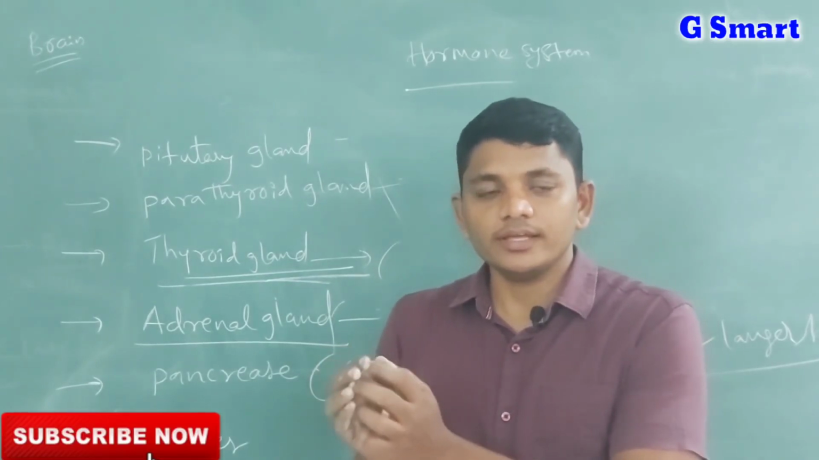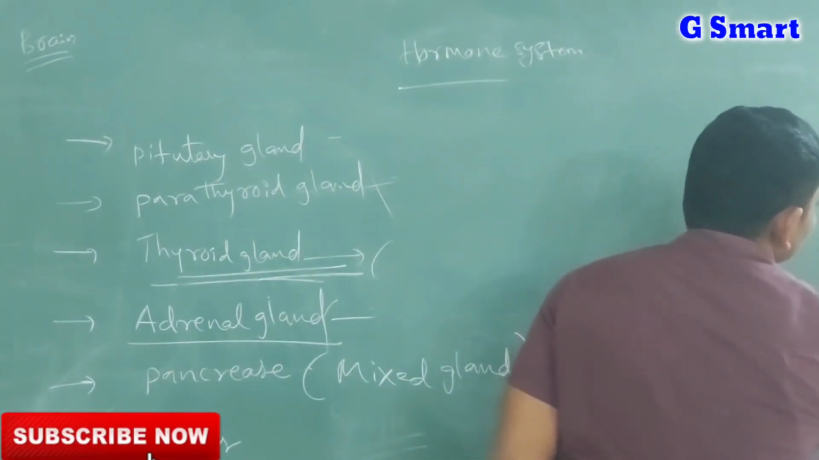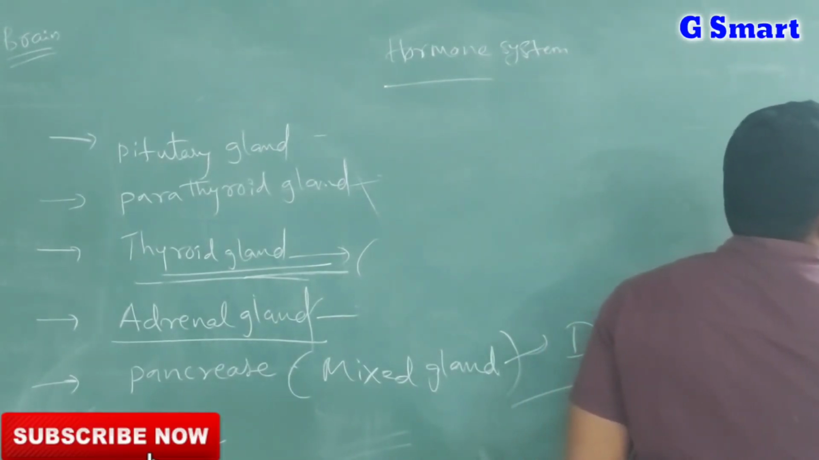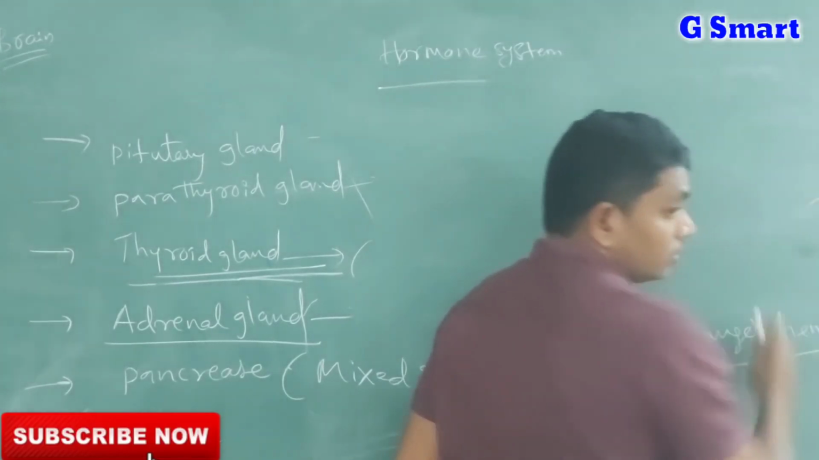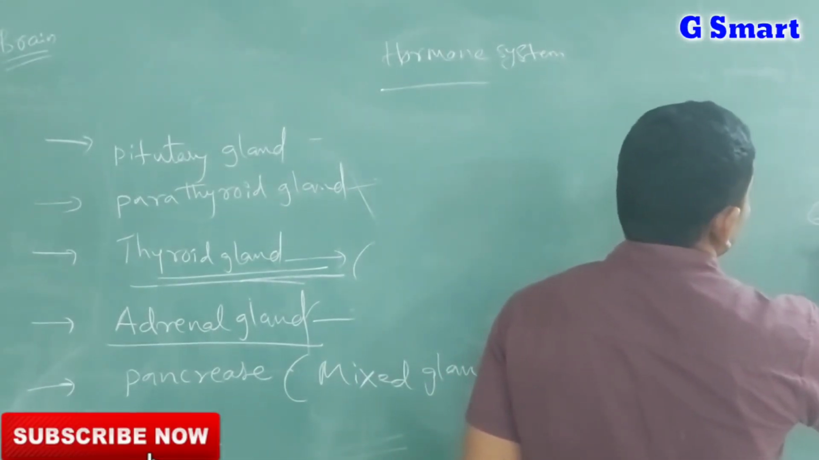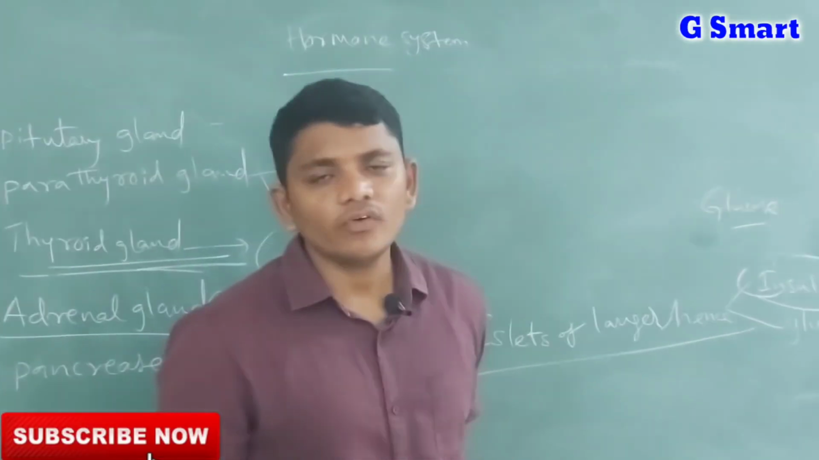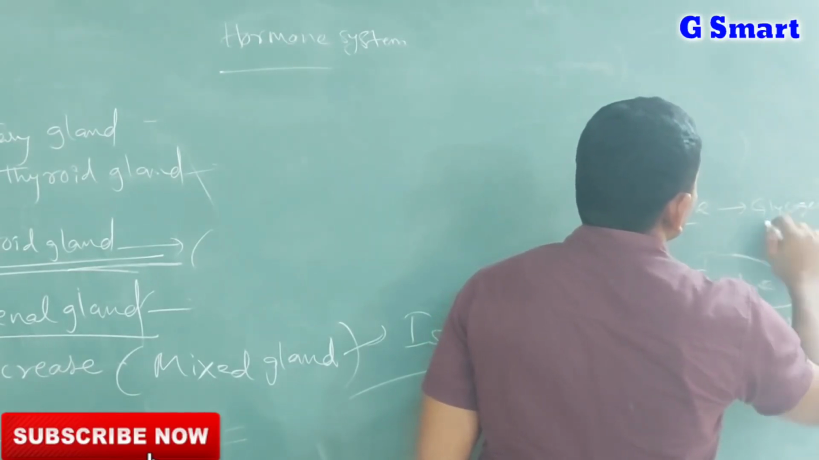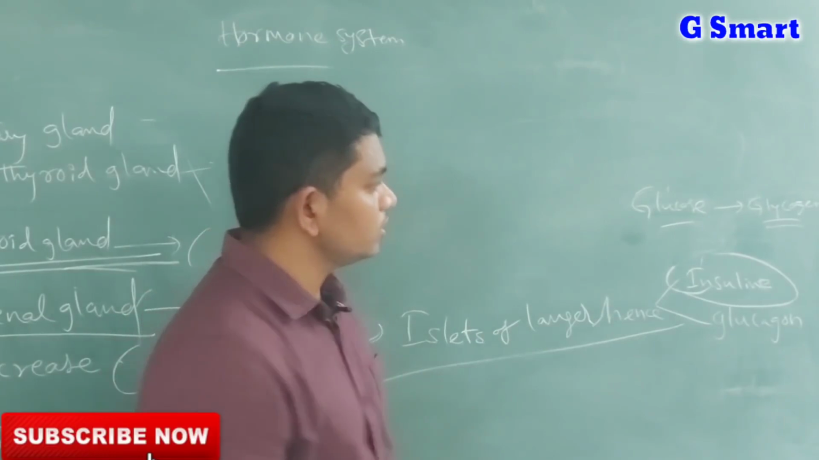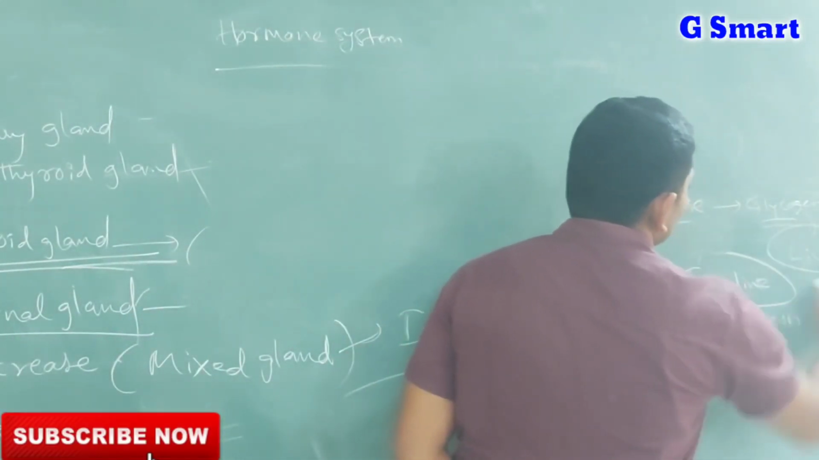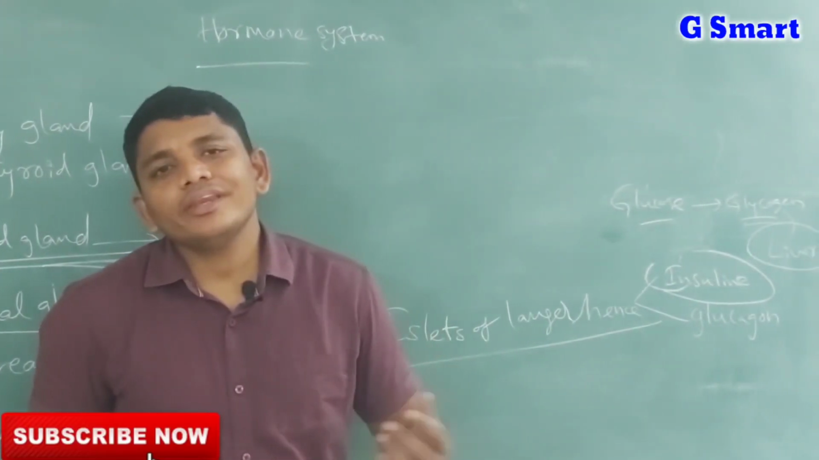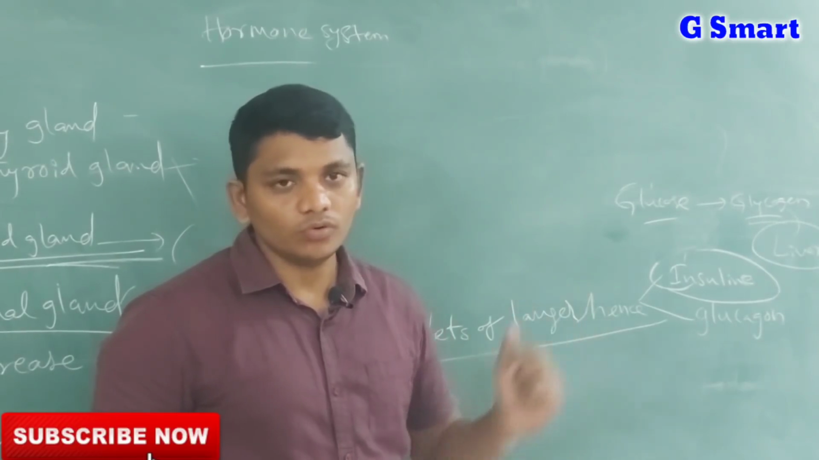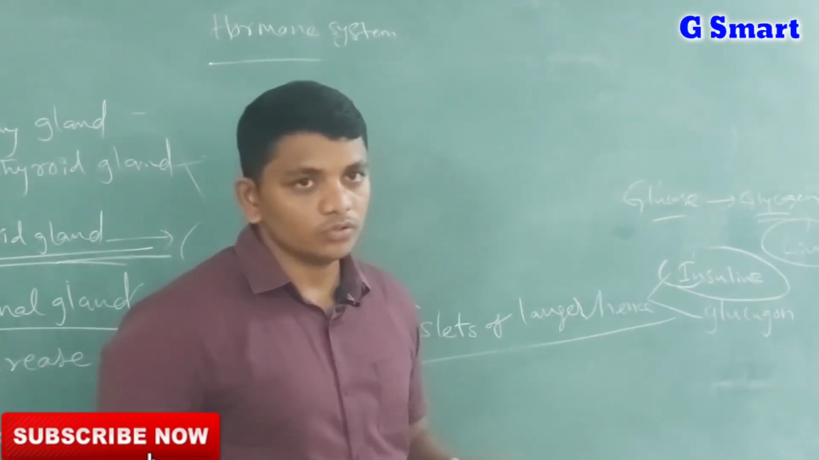Here the insulin converts the glucose into glycogen and stores it in the liver. When we are fasting, when our body needs energy, then the liver breaks down its glycogen into glucose.